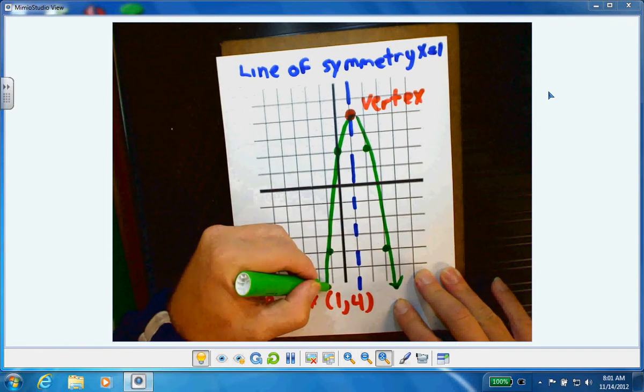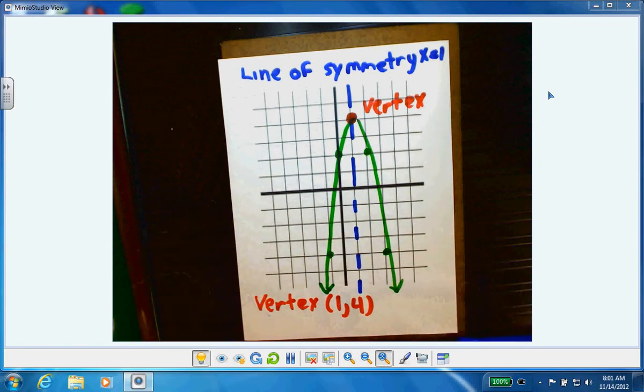So remember, there are 5 things you're going to do with each problem. You're going to write it in vertex form. You are going to find the vertex, the line of symmetry, and then you're going to graph it in different colors. So when you finish graphing, your problem should look something like this.